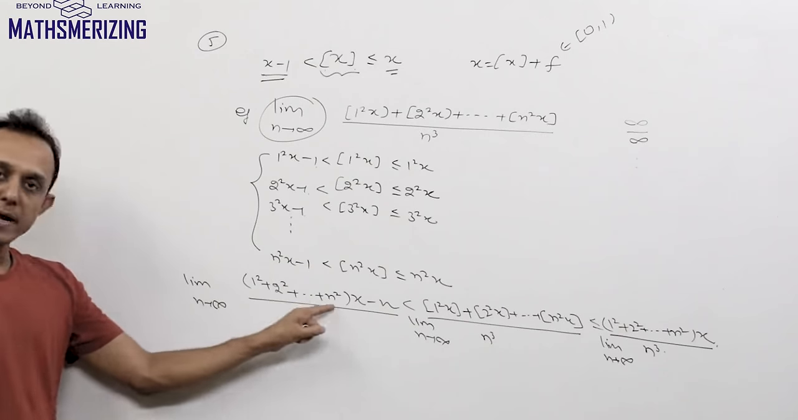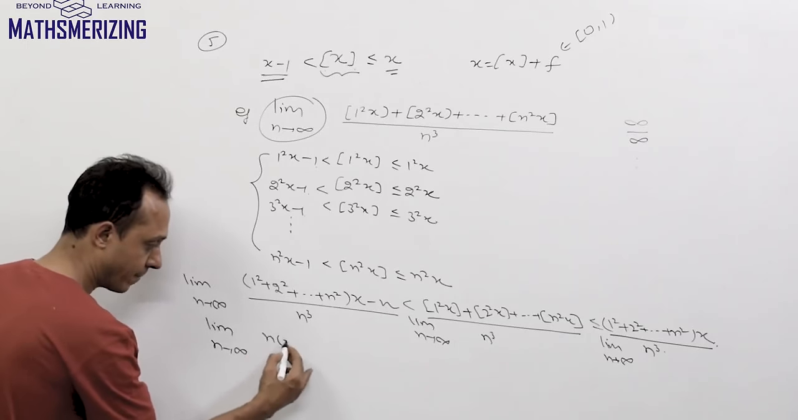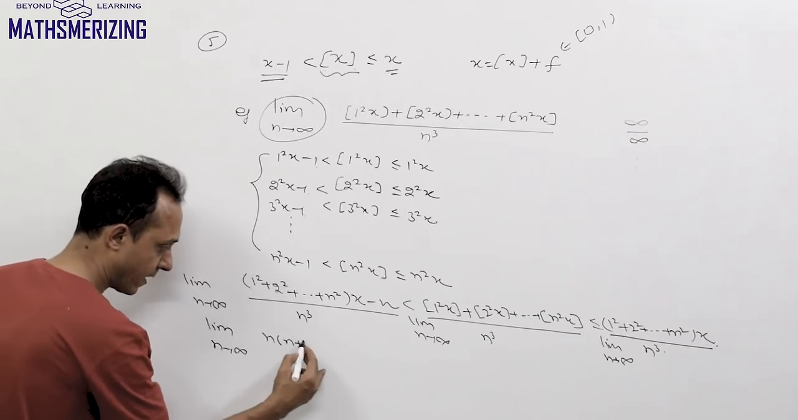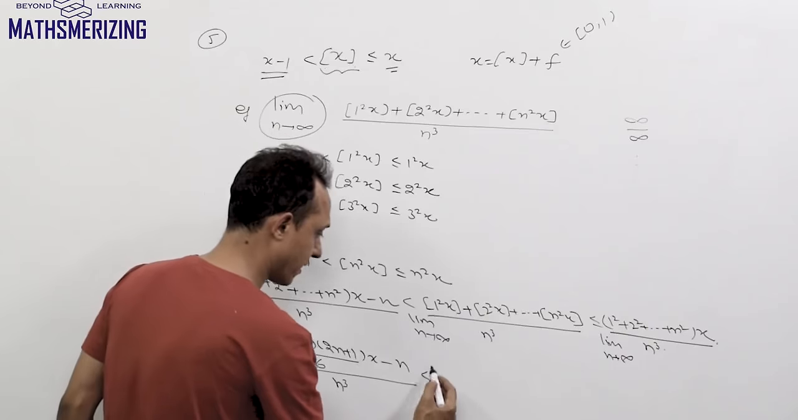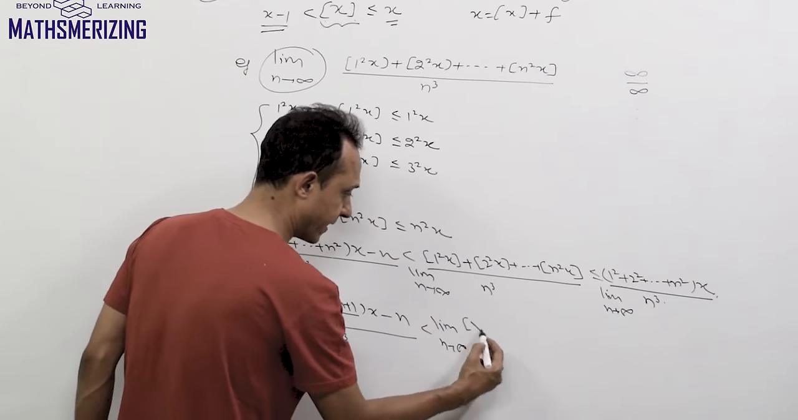Now 1 square, 2 square up to n square is nothing but n into n plus 1 into 2n plus 1 by 6, times x, and then minus n, whole divided by n cube. I'm not going to solve this limit in detail. So I'll simply write the middle one as 1 square x up to n square x upon n cube, and the right one is again n into n plus 1 into 2n plus 1 by 6n cube, into x, with limit n tends to infinity. Now it's an infinite limit.